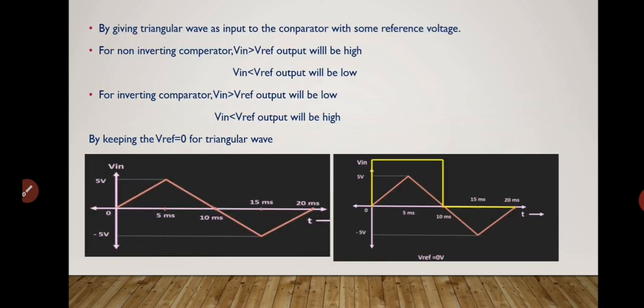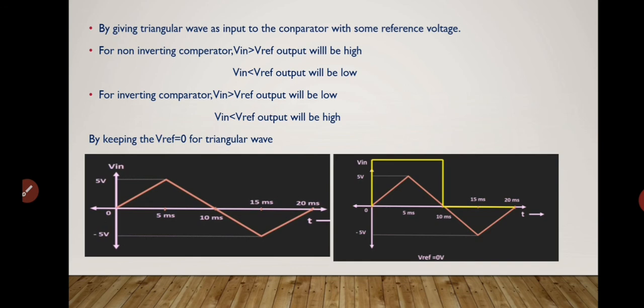Here I am going to give a triangle wave as input to a non-inverting comparator with some reference voltage. Before that, we have to know the basics of a comparator. For a non-inverting comparator, when Vin is greater than Vref, the output will be high. When Vin is less than Vref, the output will be low. For an inverting comparator, when Vin is higher than Vref, the output will be low. When Vin is less than Vref, the output will be high.